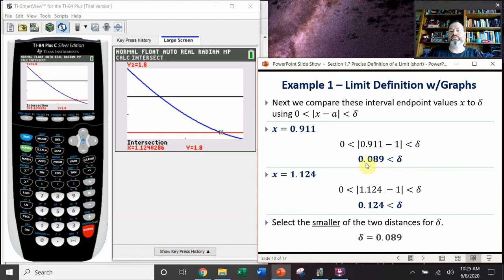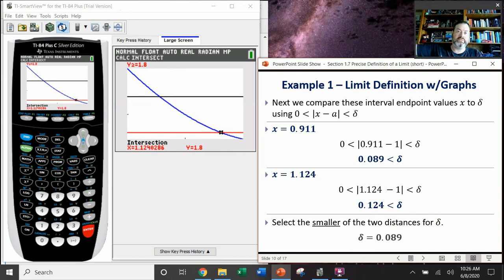So you just go ahead and do the arithmetic on a calculator or whatever. You get 0.911 minus 1 is 0.089. And then you do it again for the other one, you get 0.124. So what we found is if you use this left endpoint here, this left intersection around A, it tells you delta is 0.089. If you use this right intersection, it tells you 0.124 is delta.